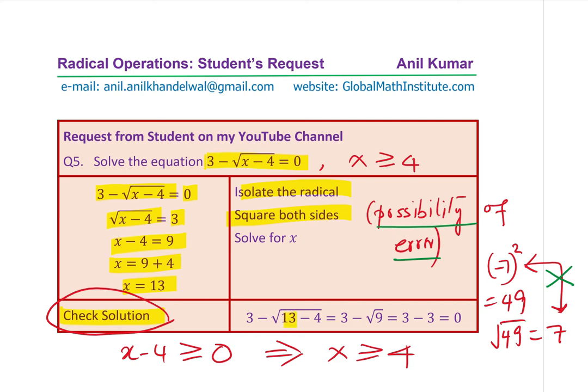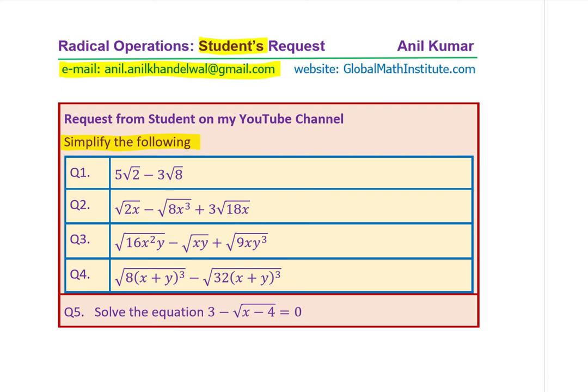So the idea here is to check your solution. Substitute 13 for x in the equation and check. So we do get 3 minus square root of 9, which is 3 minus 3 equals 0. That says that the answer is absolutely correct. Perfect. And therefore, we have a solution, which is x equals 13. So x equals 13 is the solution. I hope with this you have understood simple steps to simplify the radicals and solve an equation.